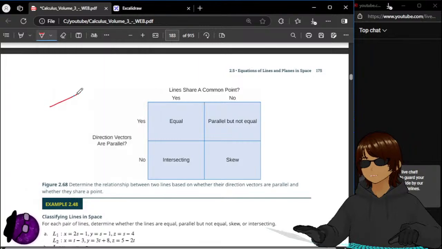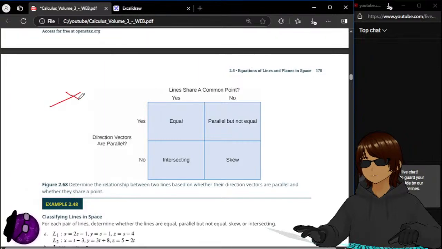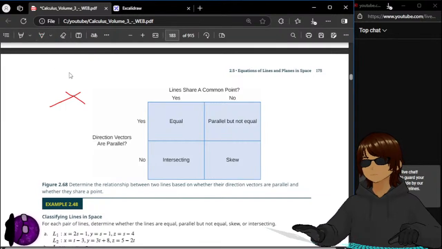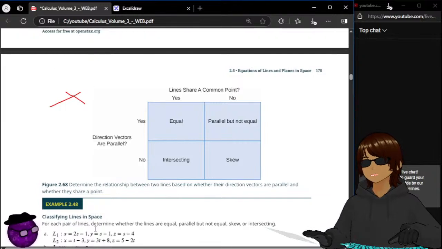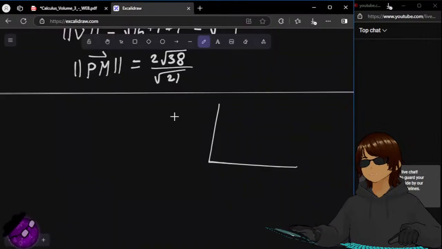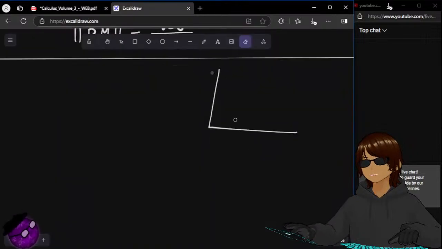So non-parallel lines intersecting at a common point are intersecting but not equal. And if none of those cases apply, then the lines are skew. For each pair of lines, determine whether the lines are equal, parallel but not equal, skew, or intersecting. So L1 and L2, let's just do it for the first one.